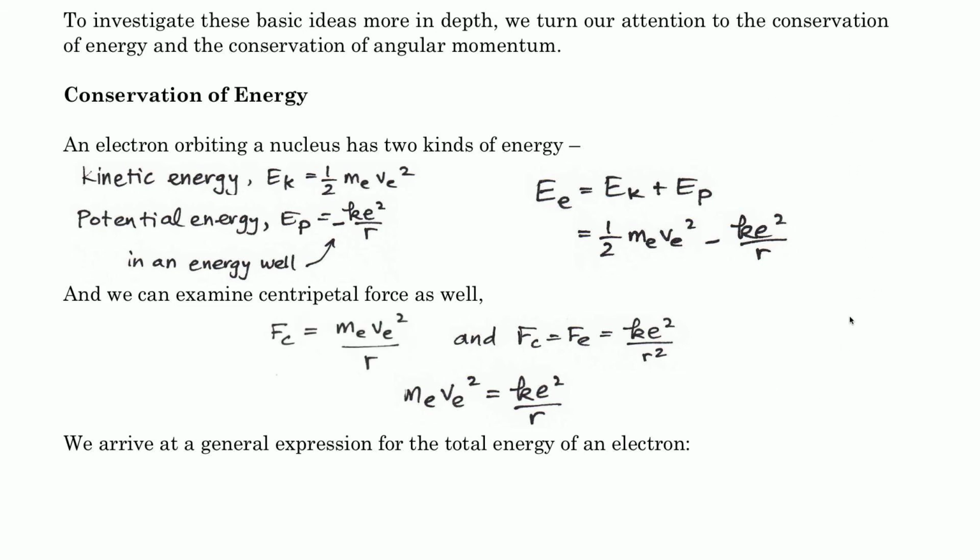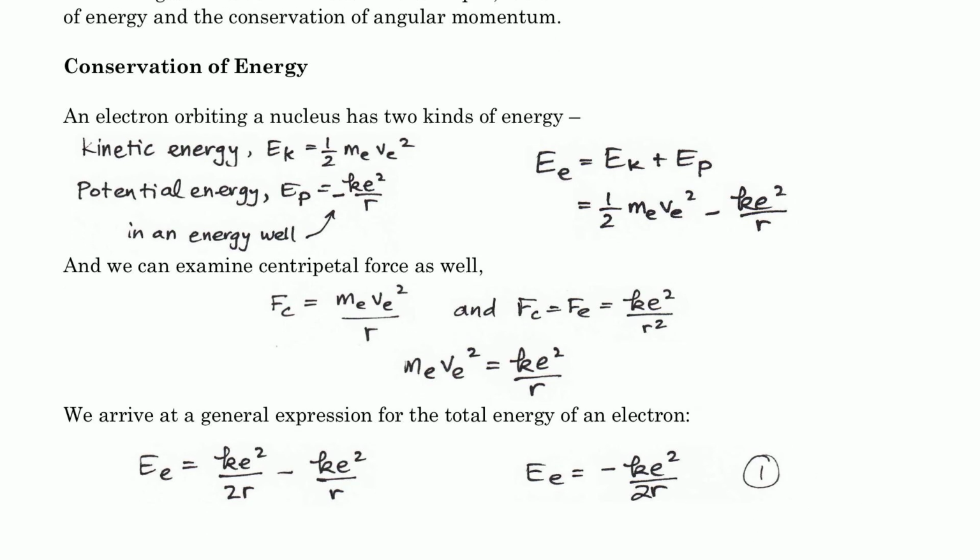So here it is right here. The energy of this electron in an orbit is equal to ke squared over 2r minus ke squared over r. And we can simplify this quite nicely by saying that the energy of this electron in orbit is minus ke squared over 2r. And there it is. We're going to call this equation number 1.